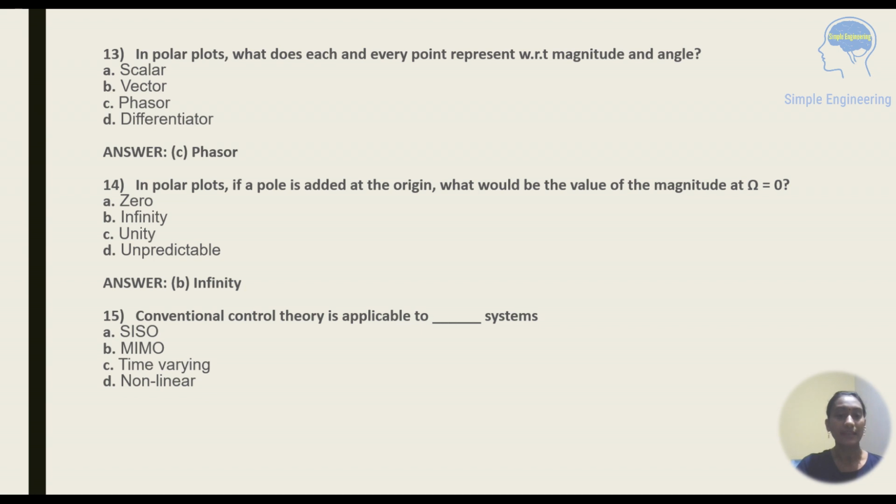Next question. Conventional control theory is applicable to dash system. Options are SISO, that is single input, single output. Then multiple input, multiple output, that is MIMO. Then time varying and non-linear. And the answer is SISO, that is single input, single output systems.